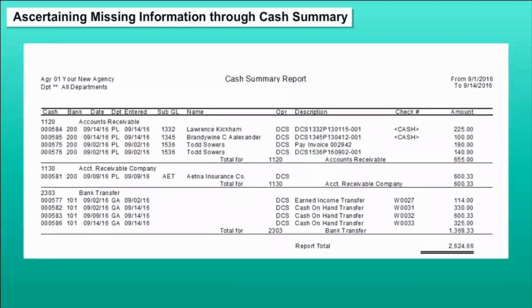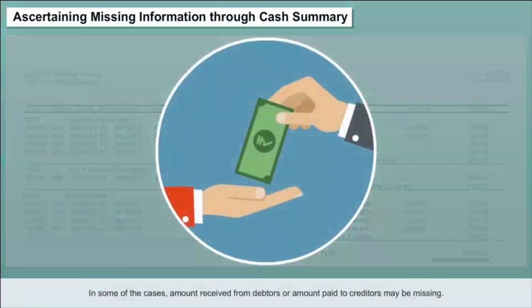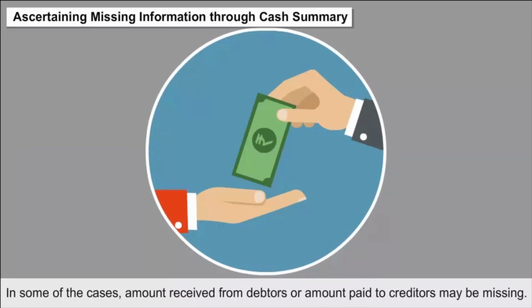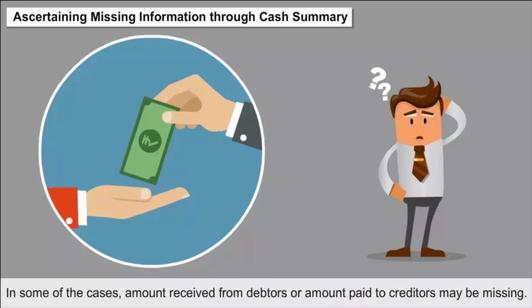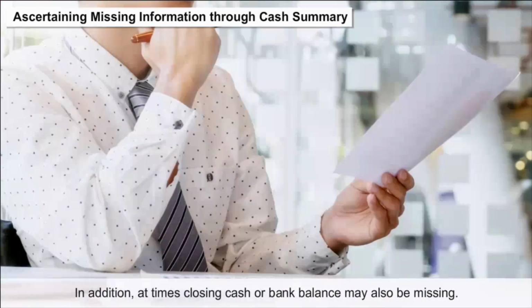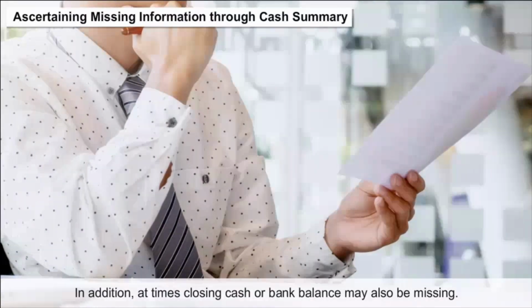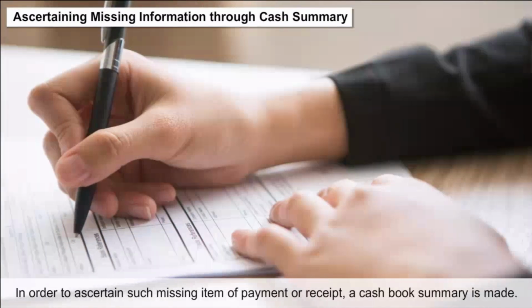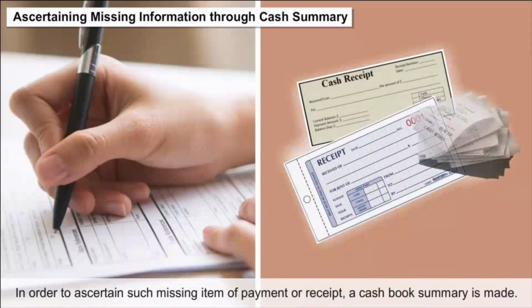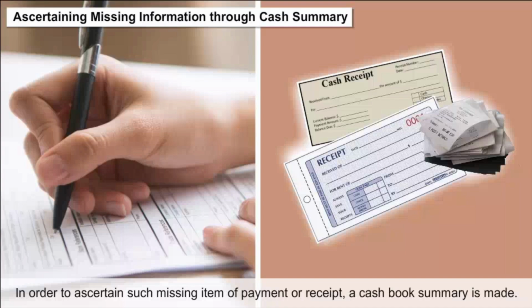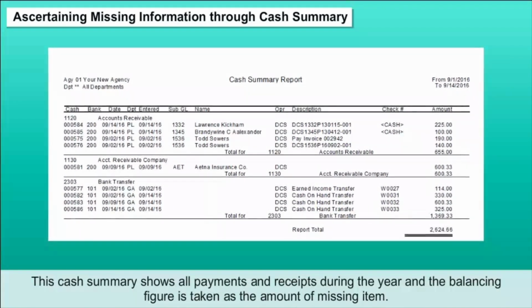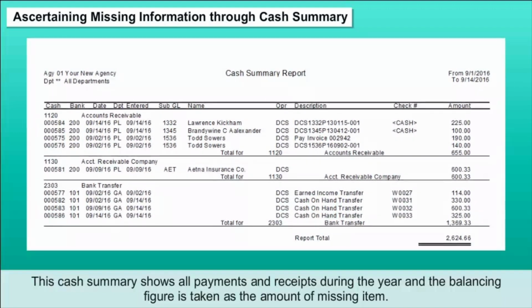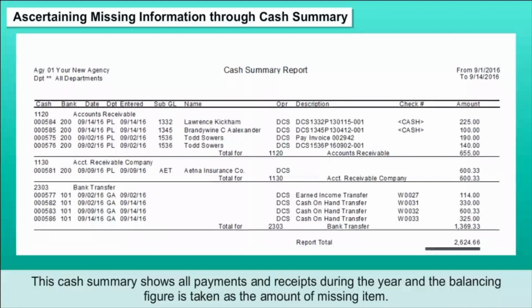Ascertaining missing information through cash summary. In some of the cases, amount received from debtors or amount paid to creditors may be missing. In addition, at times closing cash or bank balance may also be missing. In order to ascertain such missing item of payment or receipt, a cash book summary is made. This cash summary shows all payments and receipts during the year, and the balancing figure is taken as the amount of the missing item.